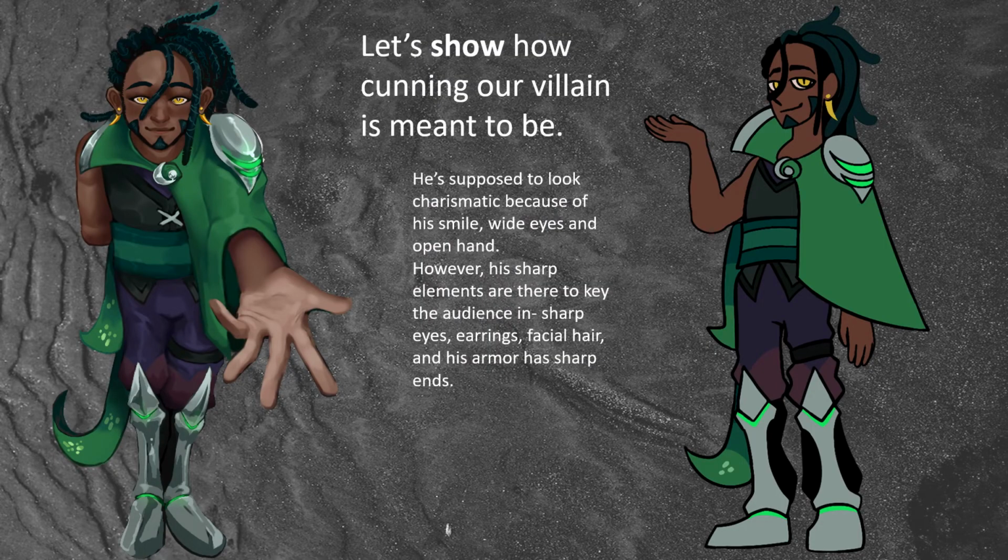In the left example, I made him hold out a hand to the viewer, with his other arm behind his back. His sharp physical traits are there to key the audience in: sharp eyes, earrings, armor, and even facial hair. But in both of the examples, he still has large eyes, a smile, and in the left example in particular, he's even looking up at the viewer.